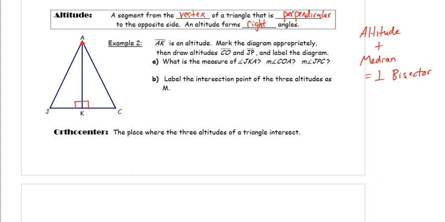So if we look at this example, AK is an altitude. Mark the diagram appropriately, then draw altitudes CO and JP and label the diagram. Okay, so if we know that this is an altitude, I've already marked what I know. That's all I know.